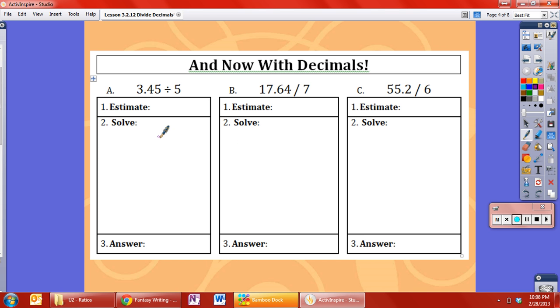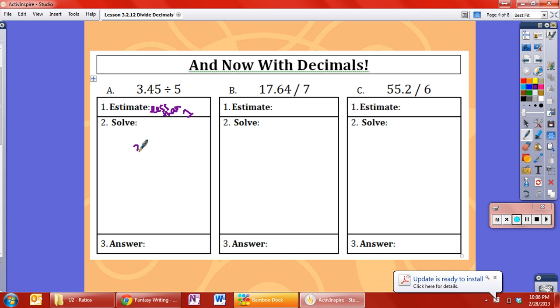Doing it with decimals is similar, but we're going to add in an estimate first to help us figure out where to place the decimal. So this is 3.45 divided by 5. So it's something less than 5 being divided by 5, so my estimate is that it's going to be less than 1. Maybe not hugely less than 1, because this is only a little less than 5, but less than 1.